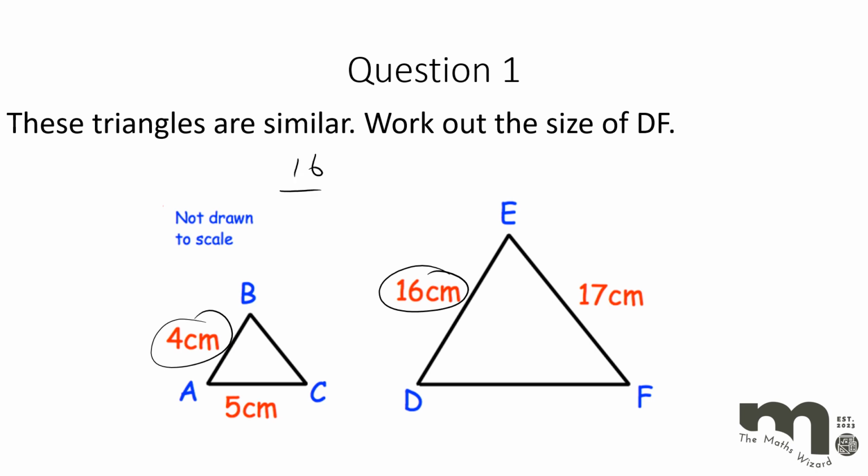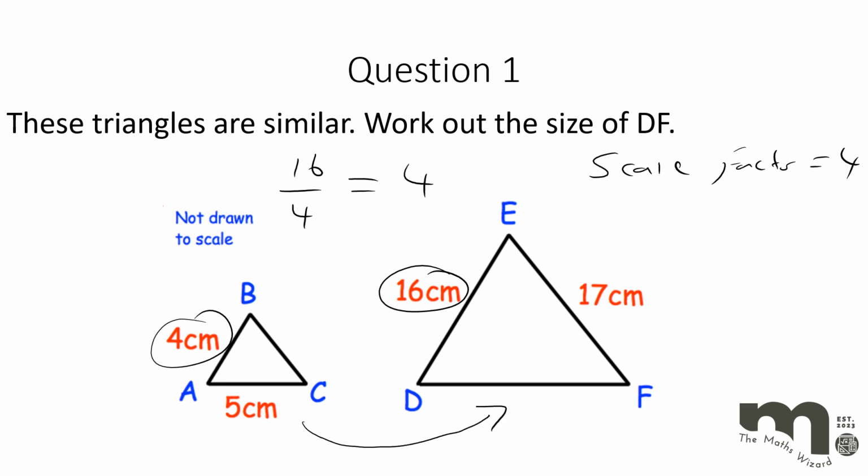And we can do this using a division. If you do 16 divided by 4, you get 4. So what that means is your scale factor is 4. So this larger triangle is 4 times bigger than your smaller triangle. So all you've got to do then is take the equivalent side on the small triangle, which is 5, multiply it by 4, and you'll get 20 centimeters.